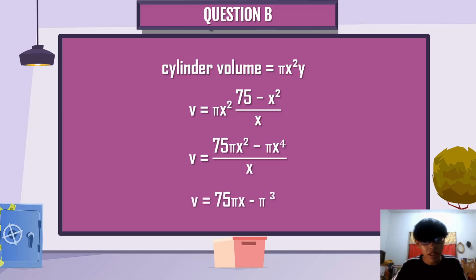And last step is to simplify the equation by cancelling x, and then it will become volume equal to 75 pi x minus pi x cubed, which is the same as the equation 1 that we want to prove.